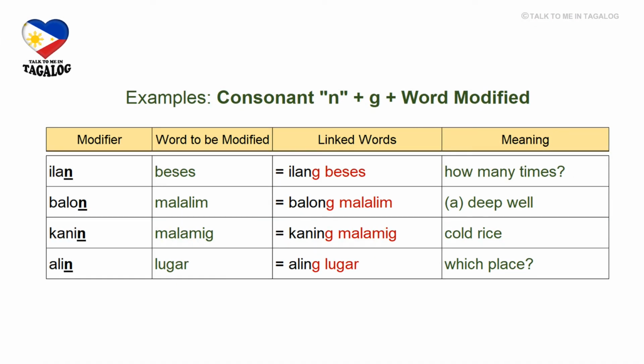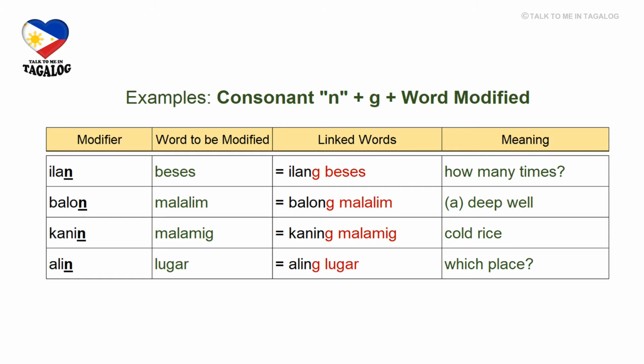Here are some more examples. Ilan means how many, and beses means times. If we apply the second rule, it becomes ilang beses, or how many times. Next, we have balon. Balon means well, and malalim means deep. If we put them together in Tagalog, they become balong malalim. Balong malalim, a deep well.